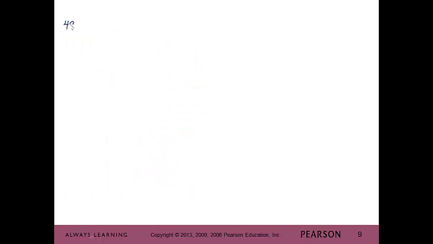Let's look at number 49. And we have x to the third power minus 2x squared plus x minus 2, all divided by x minus 2. Let's start by factoring the numerator and the denominator. So the numerator is x to the third minus 2x squared plus x minus 2. There are 4 terms, so we're going to factor by grouping.